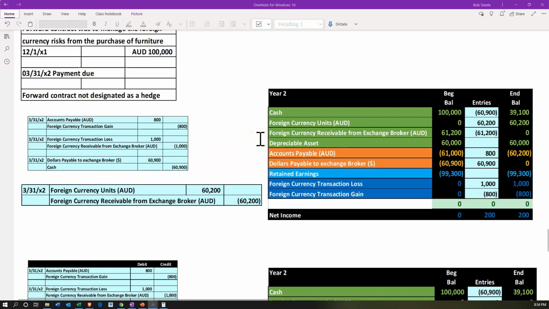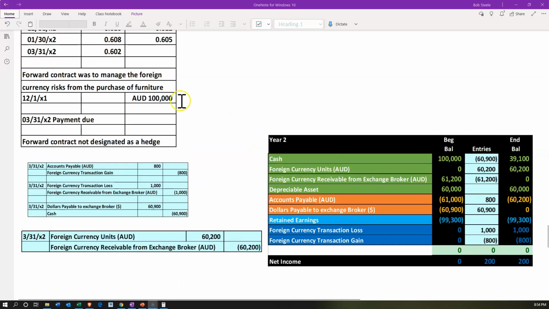Now we're going to be collecting on the receivable. When we collect on the receivable, we're going to be collecting the 100,000 Australian dollars, and then we're going to be recording that, of course, on the US dollar side. Remember, all the transactions that we've done thus far are included up here for year 2, including the current transaction, in the entries column here.